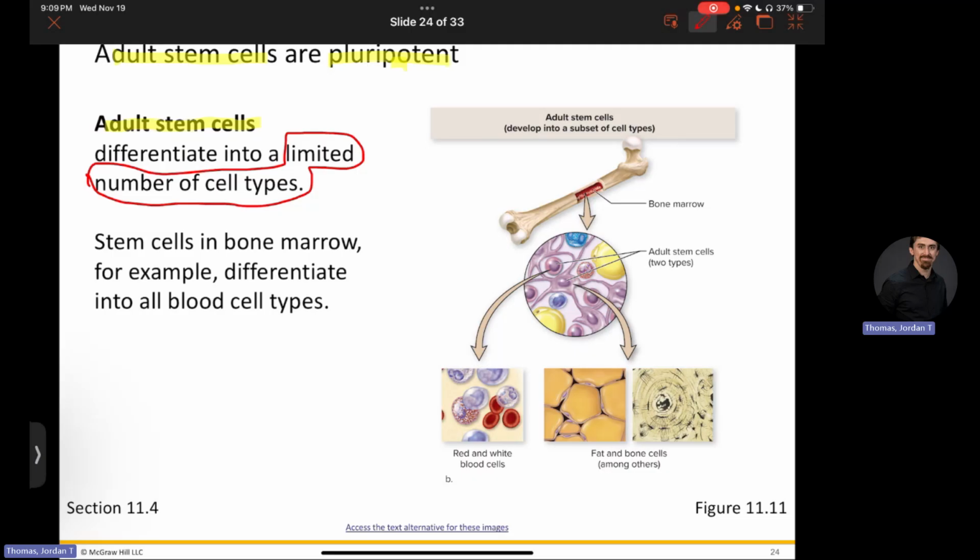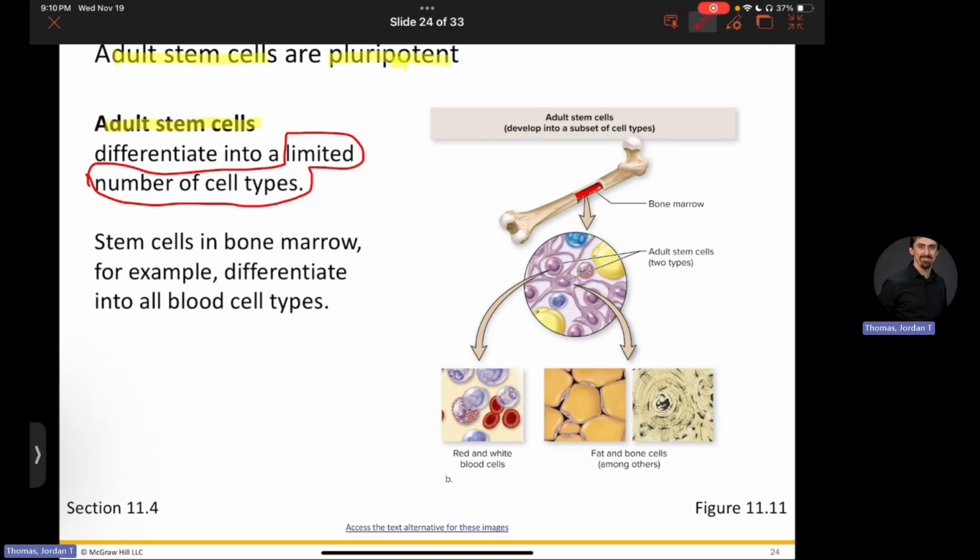Stem cells in the bone marrow, for example, differentiate into all blood cell types. So within the bone, we have this thing called bone marrow. And within the bone marrow, we have some adult stem cells that are used to produce all the cells in our blood, red blood cells, white blood cells, and so forth.